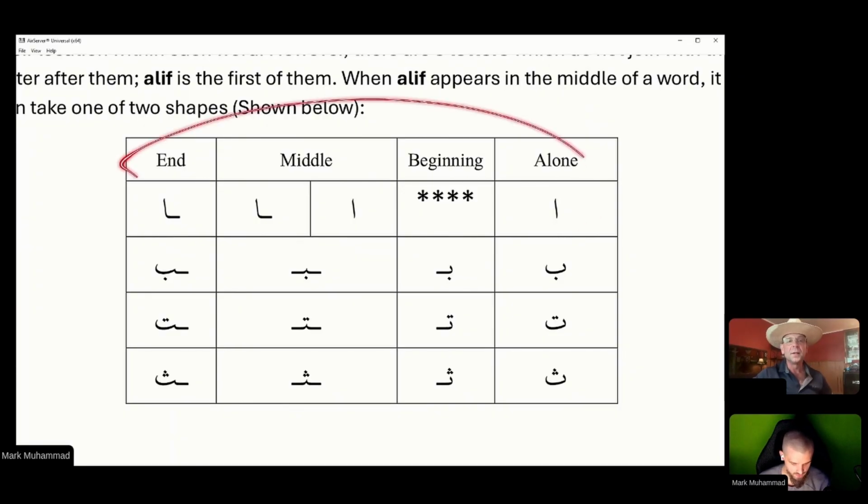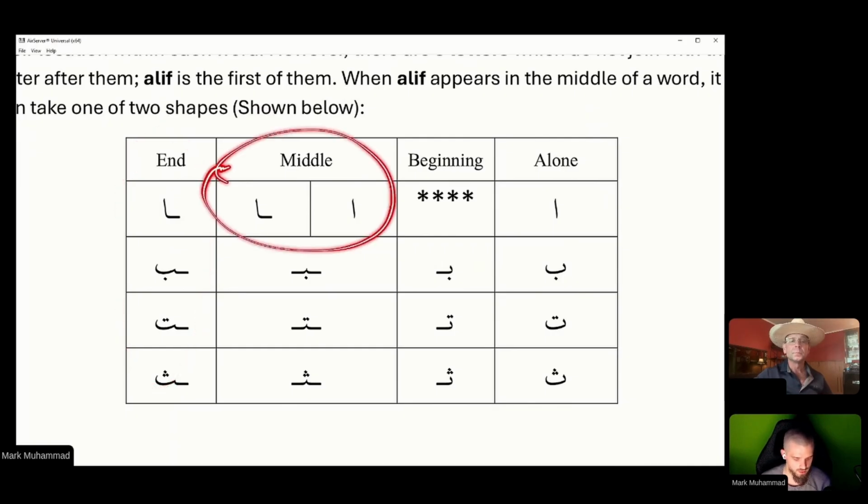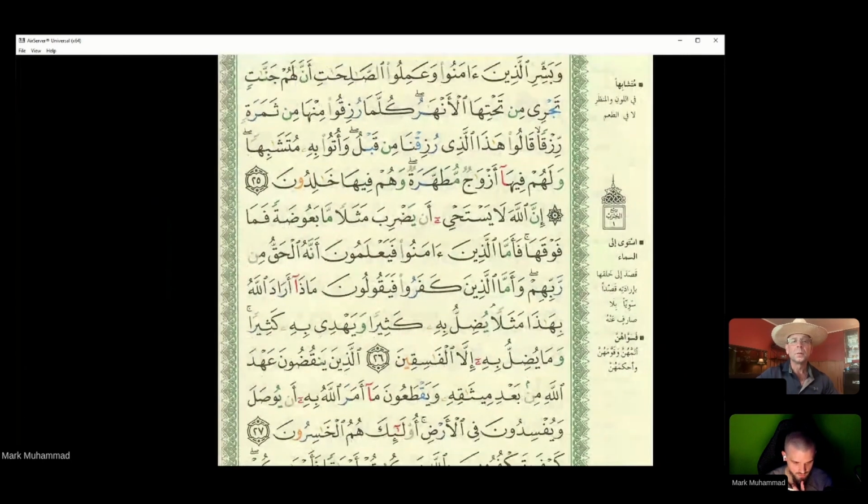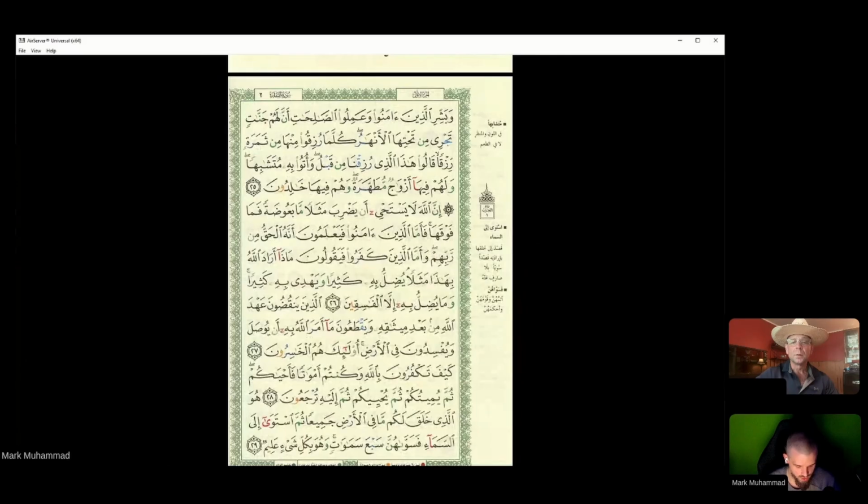When we've looked at Alif before, we've said that it can look like this in the middle and this as well in the middle. And then this end column should also look like this box right here. So Alif, when it's at the end of a word, can look like this, but it can also come like this. Looking at a mushaf or a Quran, I just wanted to show you an example.